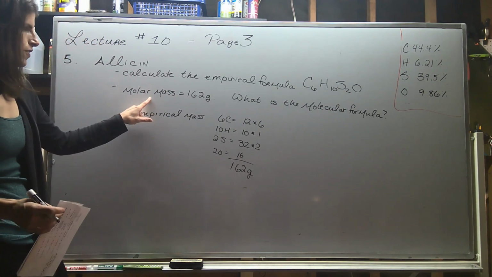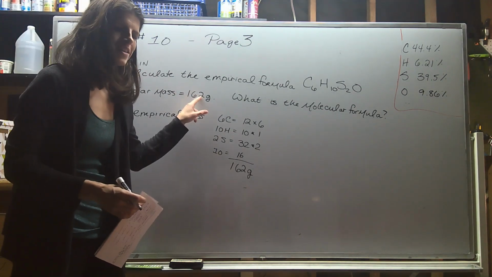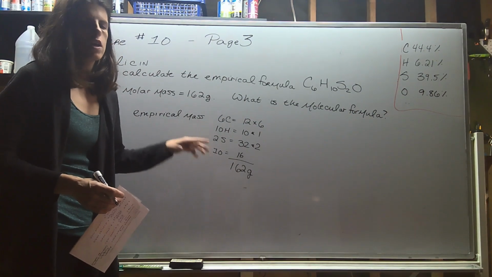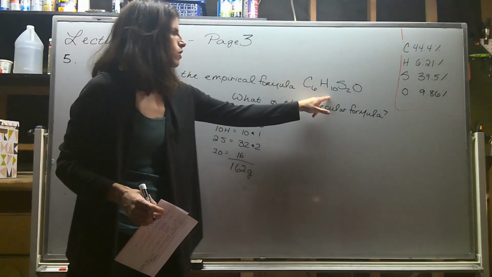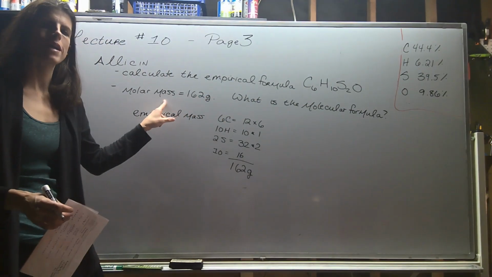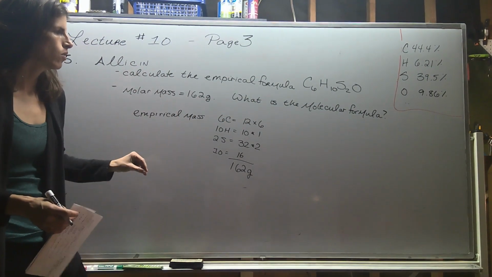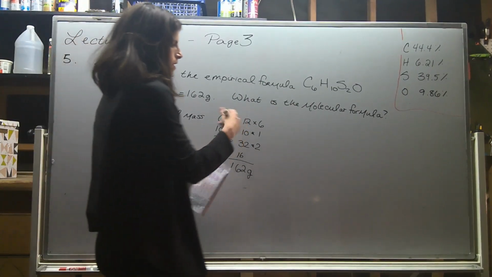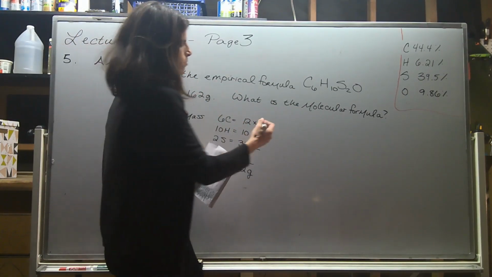If we compare that to this value, we see that they're one and the same. So we got 162 here and 162 here. Since the empirical mass equals the molar mass that they give us, we know that the empirical formula equals the molecular formula. Let me summarize that a little bit more formally.